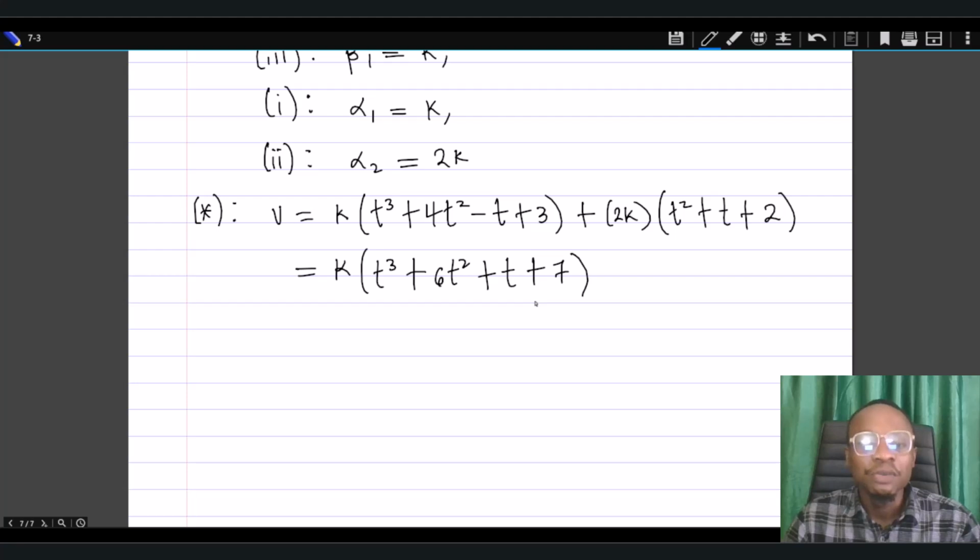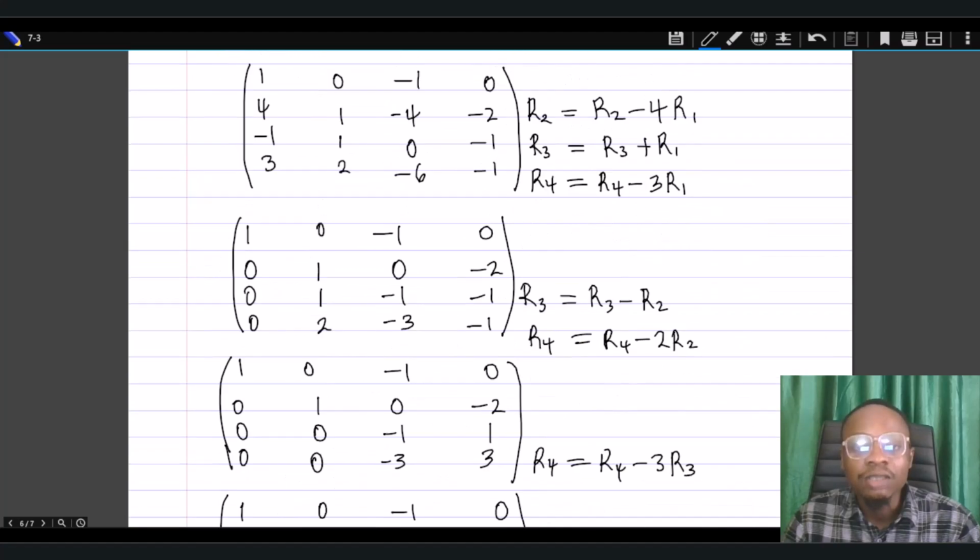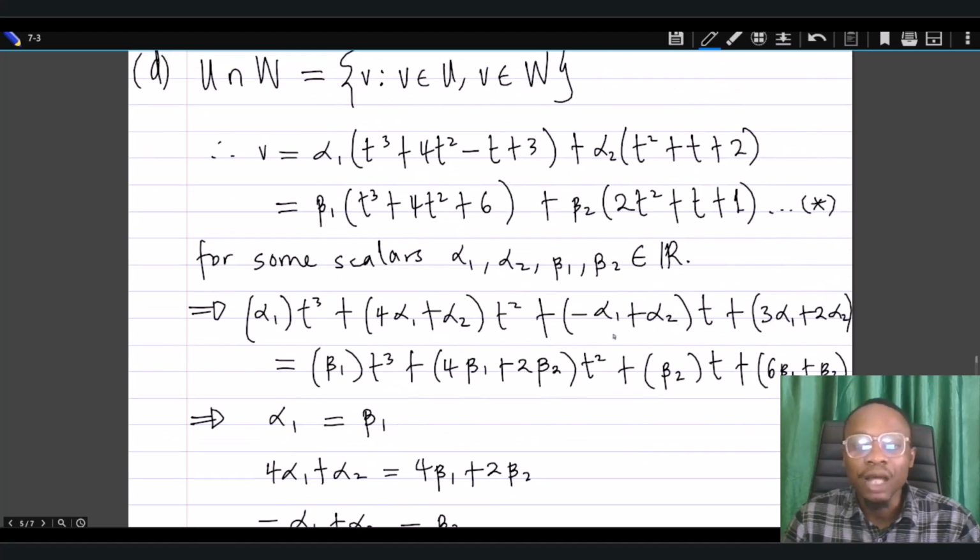Okay, so with this, we now have a basis of the vector space, because this tells us that any element V in U intersection W will be given by k into t cubed plus 6t squared plus t plus 7. So that means t cubed plus 6t squared plus t plus 7 generates the vector subspace U intersection W. And we could obtain this same result if we used the second part of that equation star.